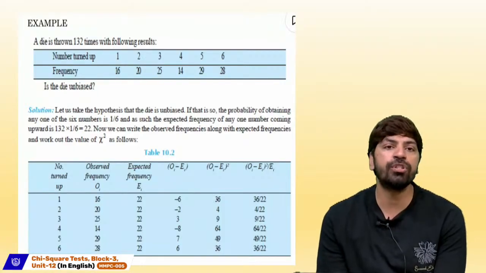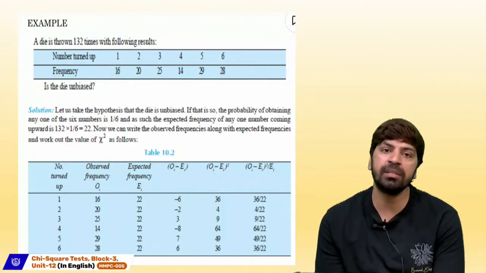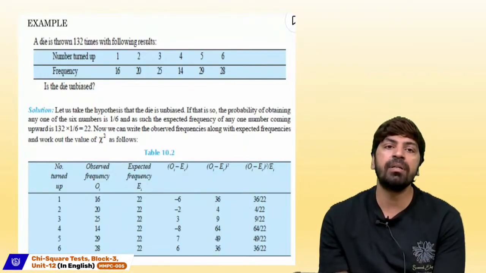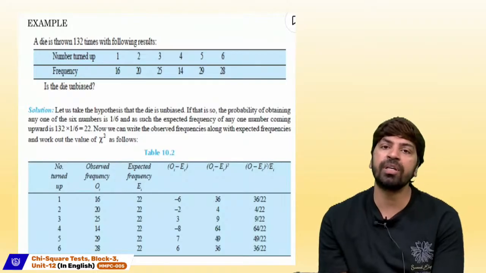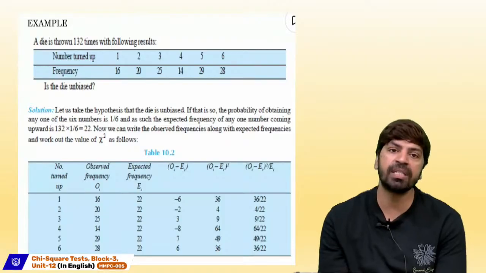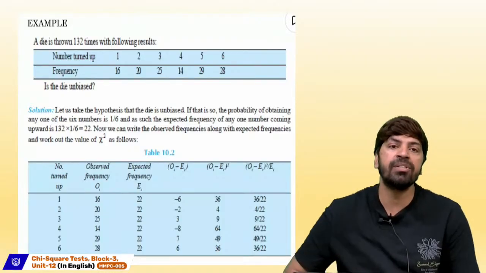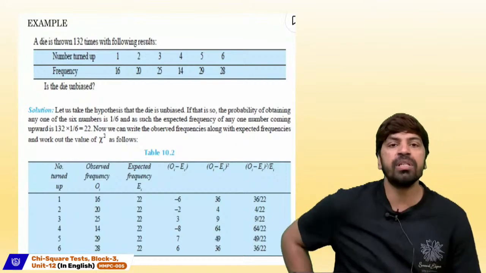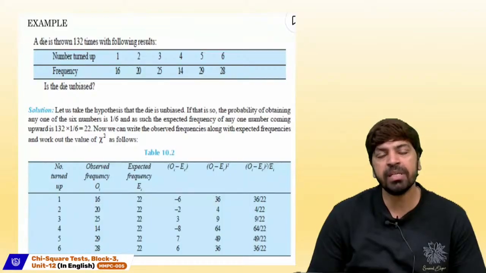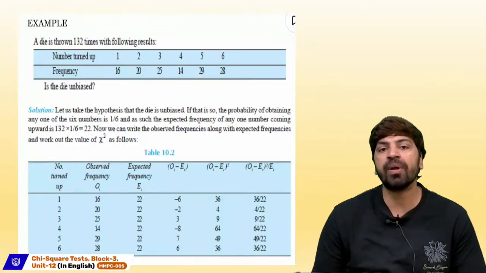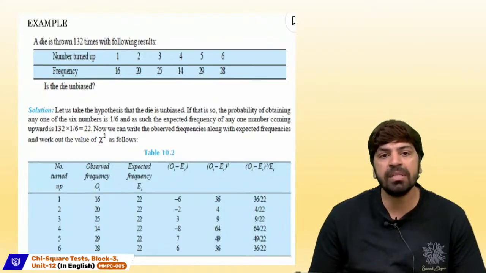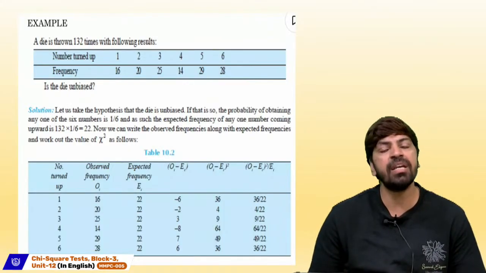So let's take a question. A dice is thrown 132 times with frequency results. The numbers turning up, that is 1, 2, 3, 4 till 6, and the frequencies are 16, 20, 25, 14, 29, 28. So the question is: is the dice unbiased? The hypothesis could be generated that the dice is unbiased.